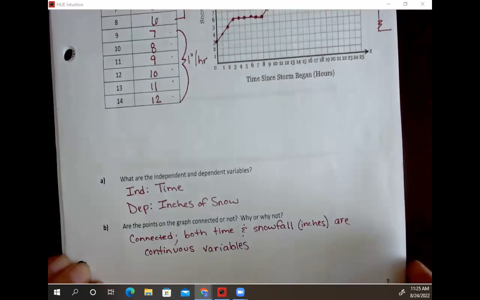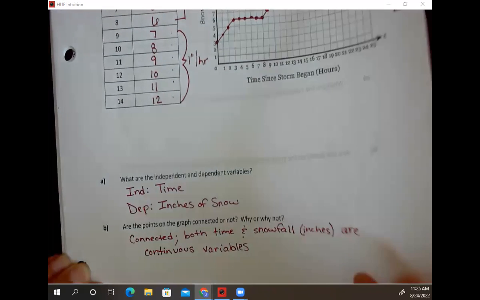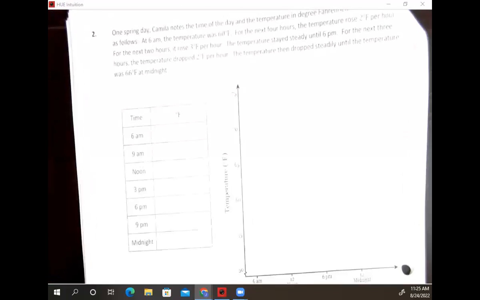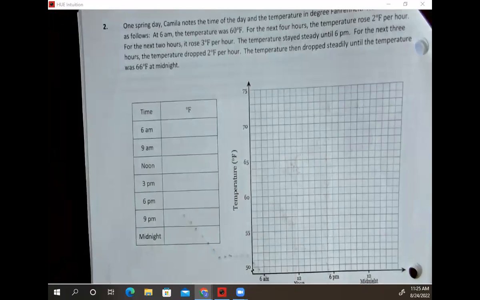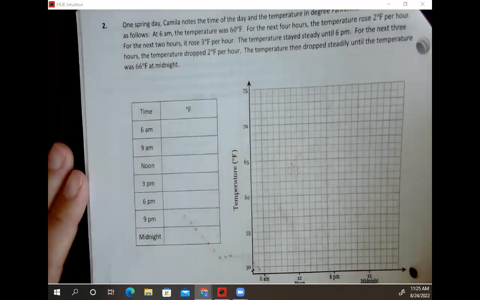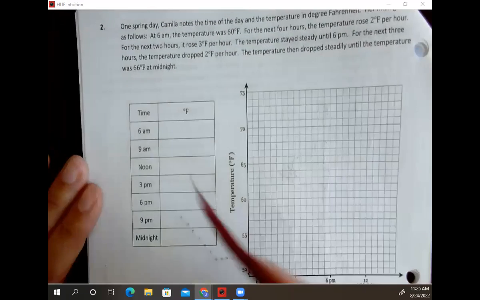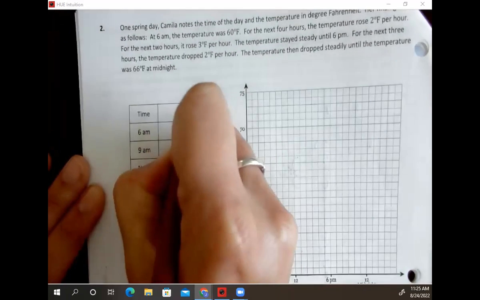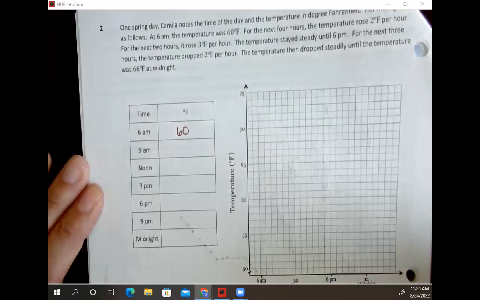Questions for me on page 7. Okay. I would like you please to turn to page 8. We're going to look at another example. Number 2, one spring day, Camilla notes the time of the day and the temperature in degrees Fahrenheit. Her findings were as follows. At 6 a.m., the temperature was 60 degrees. So I'm going to go ahead and jot down that at 6 a.m., our temperature was 60 degrees.